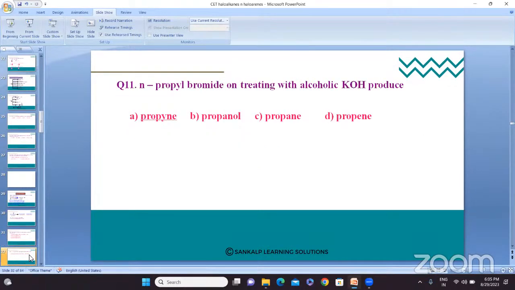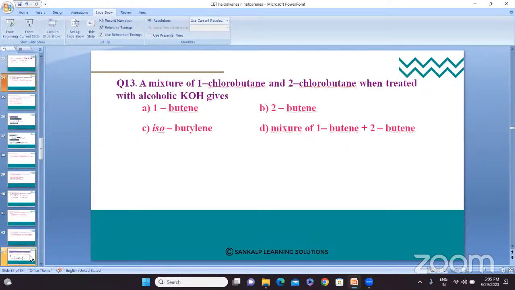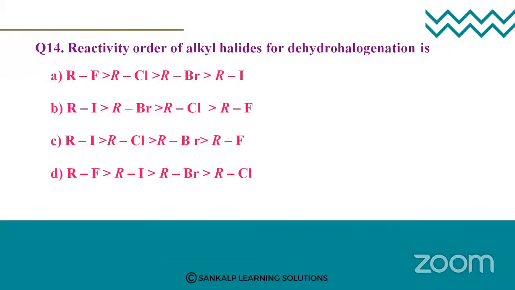So we have solved these MCQs. We have to start from here. What is the reactivity order of alkyl halides for dehydrohalogenation? These are the four options. Which is the order of alkyl halides for dehydrohalogenation?